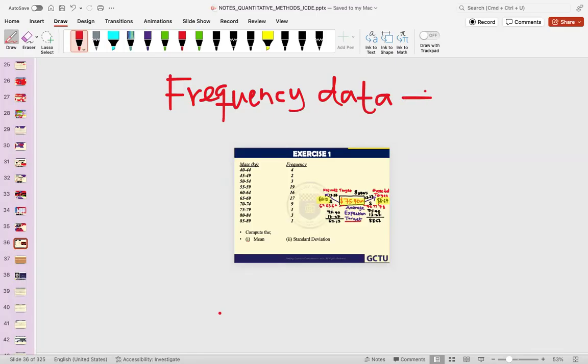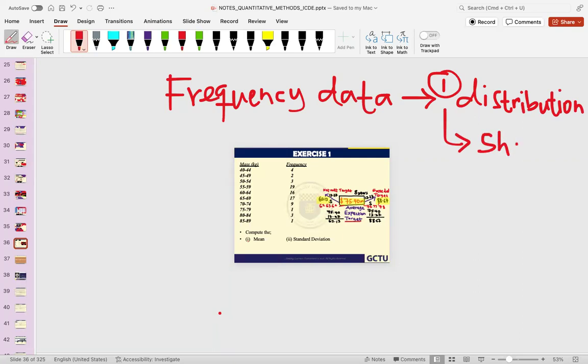The first thing is to find what we call the distribution. So you saw us do some long tables where we had class intervals and frequencies and the rest. So the first thing you can do about it is the distribution. The distribution talks about the shape of your data.